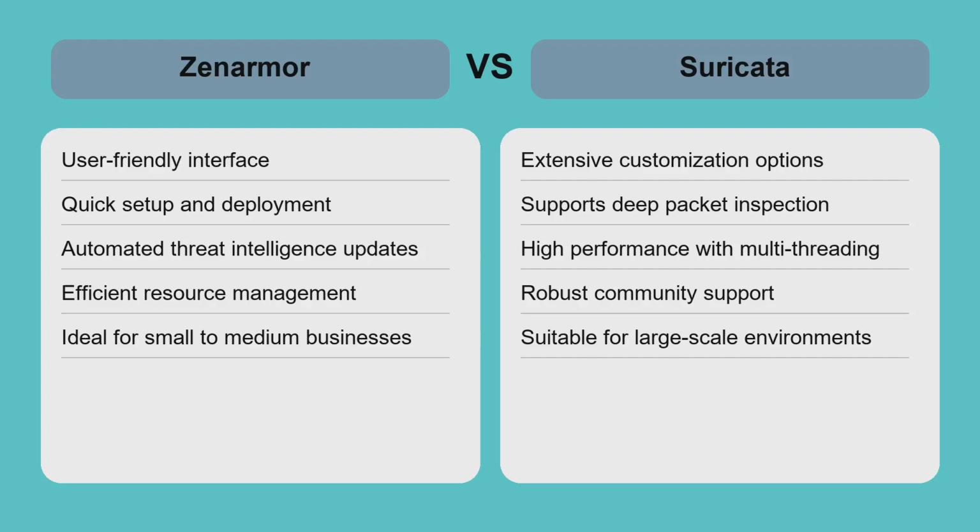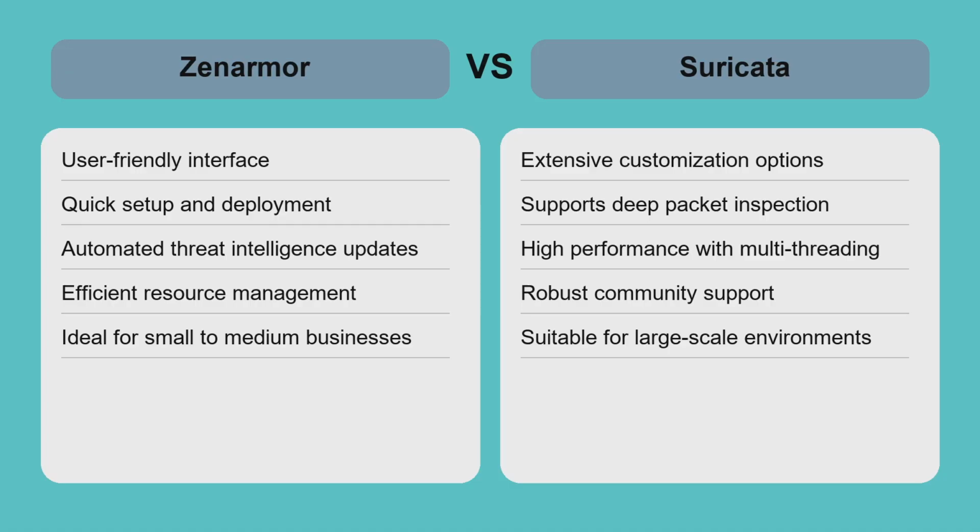Comparing Zenarmor and Suricata highlights a trade-off between simplicity and customization. Zenarmor provides quick setup and effective protection with minimal effort, perfect for businesses prioritizing ease of use and consistent security without heavy technical demands. In contrast, Suricata offers deep packet inspection and highly customizable rule sets, making it suitable for complex networks requiring tailored threat detection and integration with advanced monitoring tools.